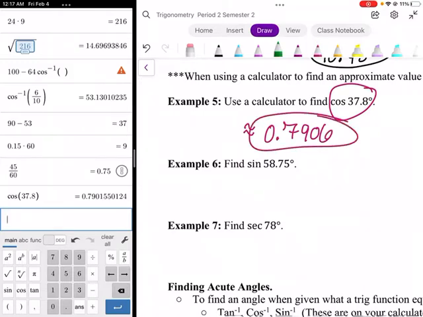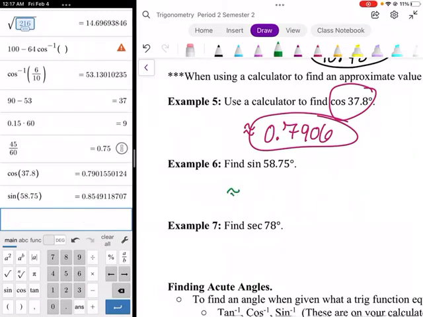Then for sine, again, we're just going to type that into our calculator. So 58.75. And our answer is going to be about 8.8549.